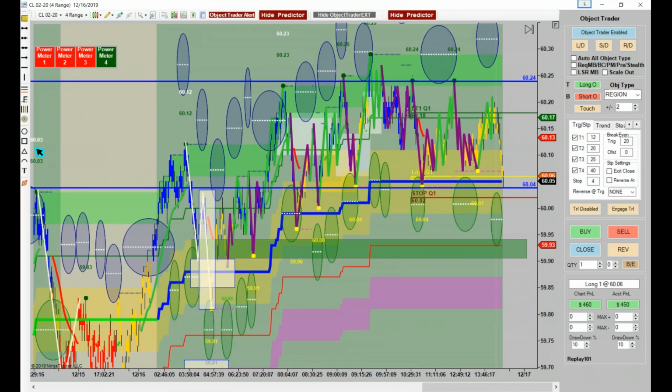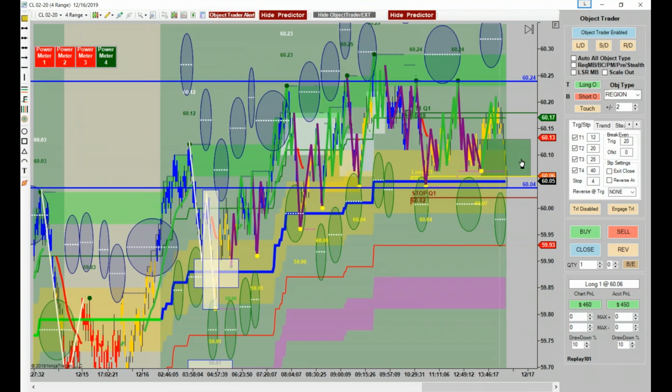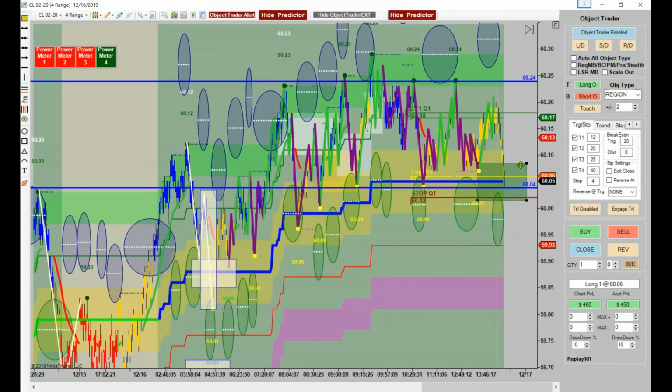But if you boxed it, you could also box it too by doing your region like so, and bring your box down, and do something like that. Touch +2 is fine. See what it did.